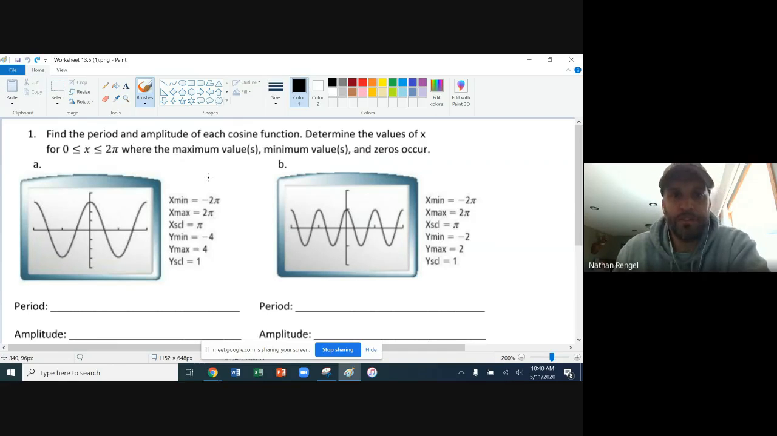So find the period and the amplitude of each cosine function. Determine the values of x between 0 and 2 pi where the maximum levels, minimum levels, and zeros occur. So let's start by looking at this window.